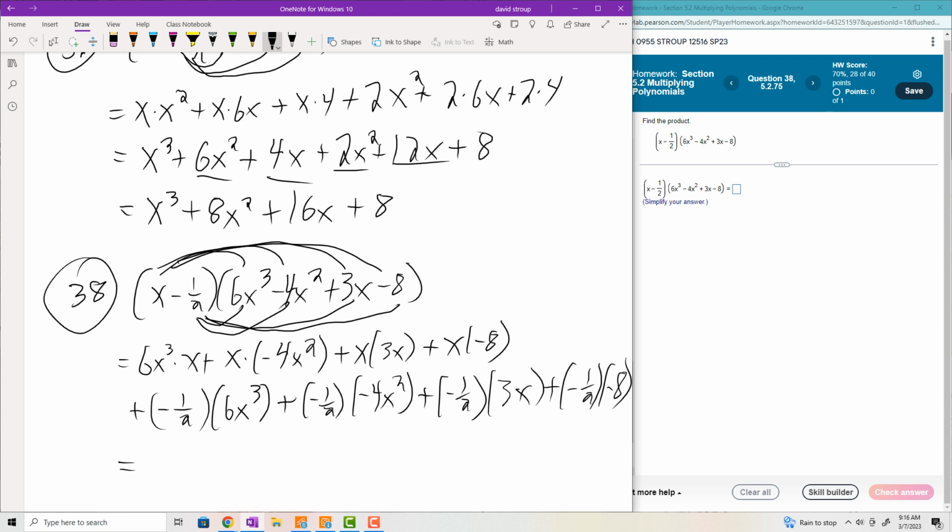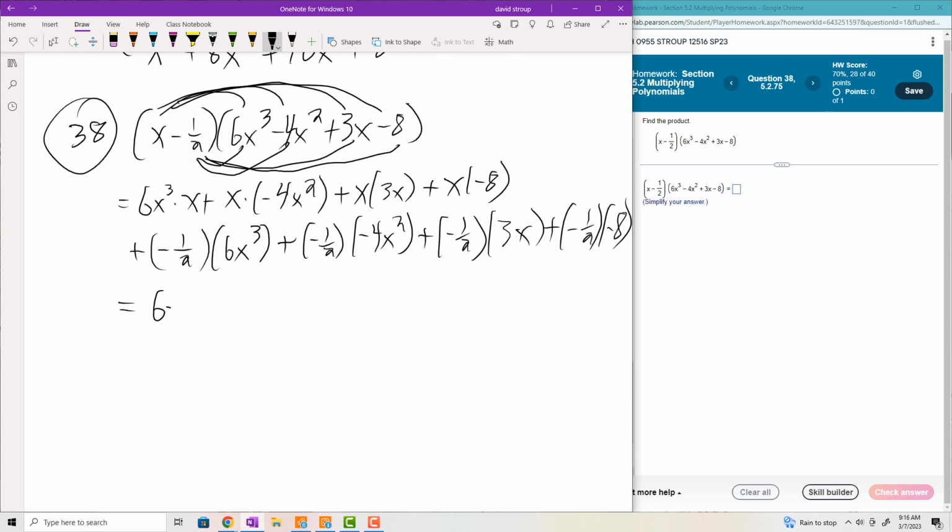Okay, clean it up a bit. So 6x cubed times x is going to give me 6x to the 4th. And then x times negative 4x squared is minus 4x cubed. Plus 3x times x is 3x squared, minus 8 times x. And then I got some fraction multiplication. 1/2 times 6 is just 3, and then there's a negative, so it would be negative 3x cubed. Negative 1/2 times negative 4 is plus 2x squared. And then negative 1/2 times 3x is negative 3/2 x. 3 is the same as 3 over 1, and then multiply straight across. And then finally, negative 1/2 times negative 8 is plus 4.